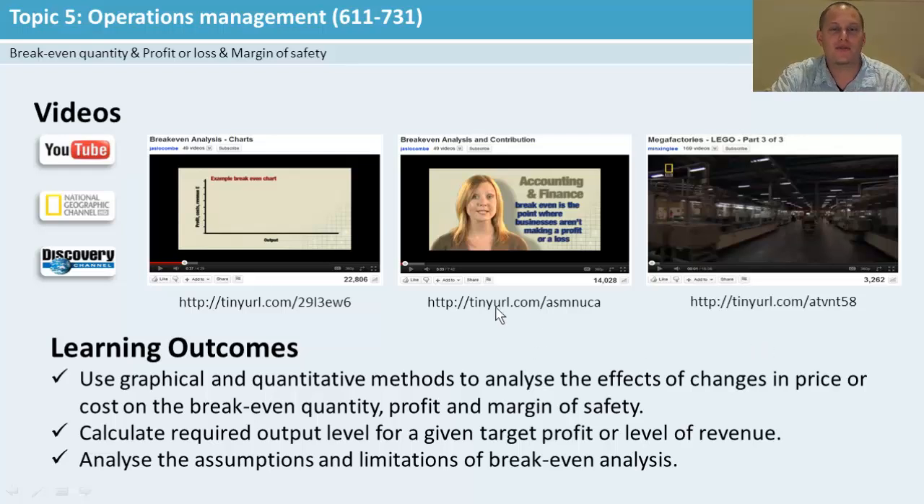Alright, what do I have to do for the end of this? Can you graph it? Can you do all the math, particularly when there's changes in price and cost? So if the price changes or the costing changes, how does it actually affect the gradients and the break-even points? And I'll show you a bit later on graphically how it all comes together. Can you calculate the output level when they give you a target profit or target level of revenue? It's a bit of the harder maths.